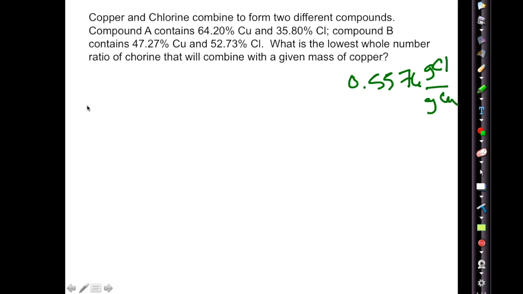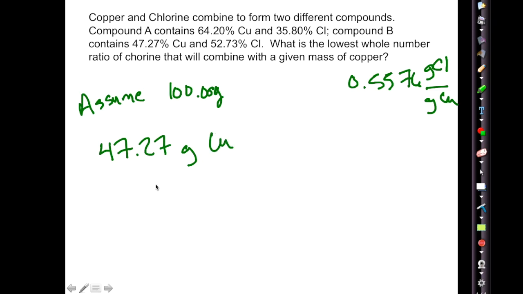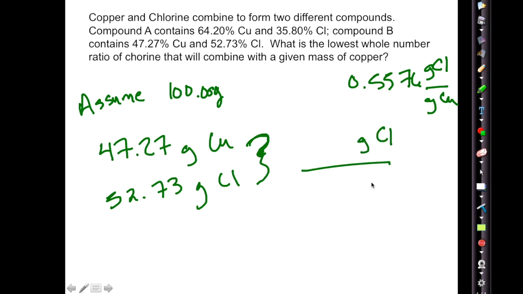And then we're going to go ahead and do the same thing for compound B. So again, we're going to start by assuming that we have 100 grams of compound B. And then that would give me, based on the percent mass, 47.27 grams of copper and 52.73 grams of chlorine, based on the mass percent and 100 grams of compound B. And we'll once again form a ratio here. And again, we need grams chlorine over grams copper based on what we're being asked in the problem. We're looking for the ratio of chlorine that combines with copper.